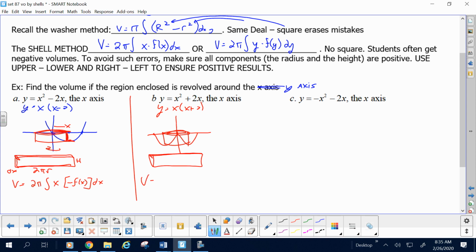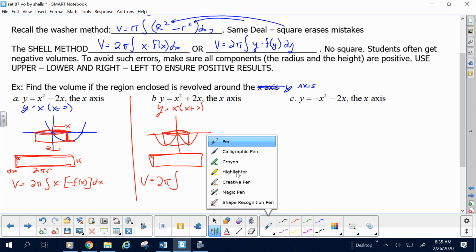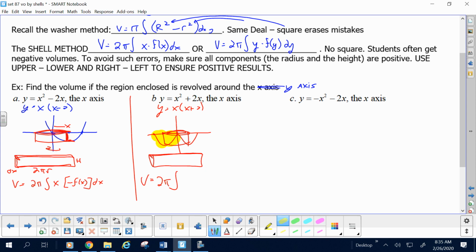All right, all good. 2 pi. Now the radius. Now remember, this is the original region over here. So when you say the radius, I'm not looking over here for the radius. These are the radius. And those are x's, but those x's are negative. So in this case, you would have to say, I need to take the opposite of every x to get positive radius values.